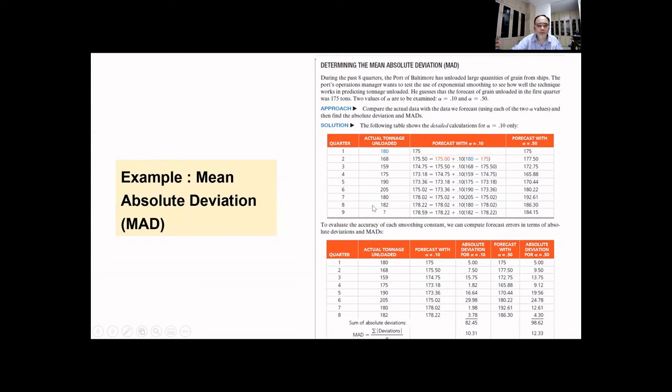So the first one, mean absolute deviation. I'm taking the example from the book. It says here, during the past 8 months, the port operations manager wants to test the use of exponential smoothing with different alphas, 0.1 and 0.5. So compare the actual data with the data we forecast using each of the two alpha values, and then find the absolute deviation and the mean absolute deviation. This is the forecast with alpha 0.1. This is the forecast for alpha 0.5.